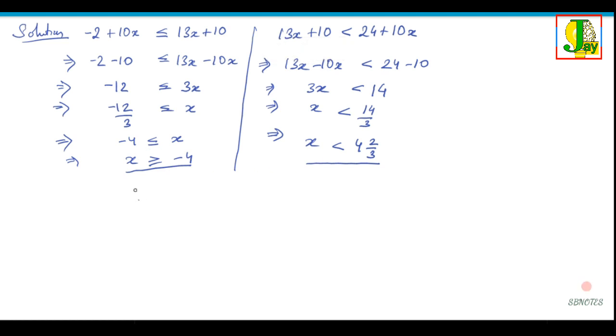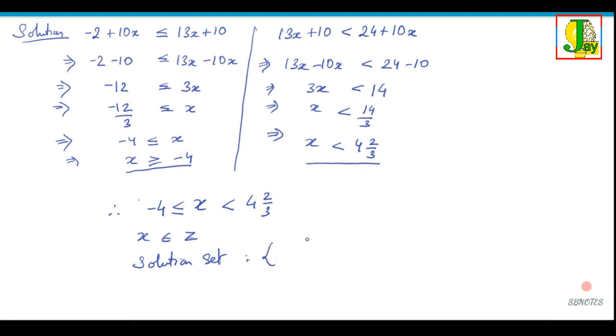First we write these two inequations in one form. So x is less than 4 2/3 and greater than minus 4. Okay, now x belongs to Z, that is our replacement set. So the solution set is, we have integers, right?